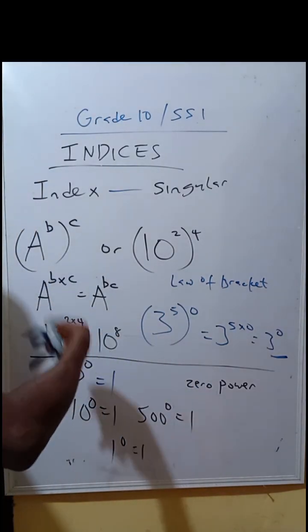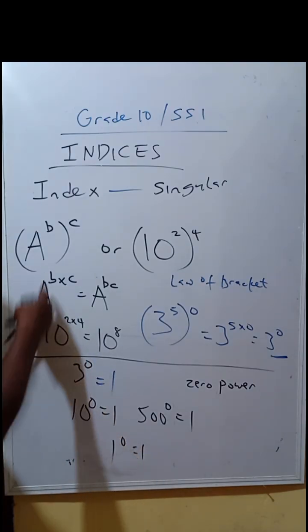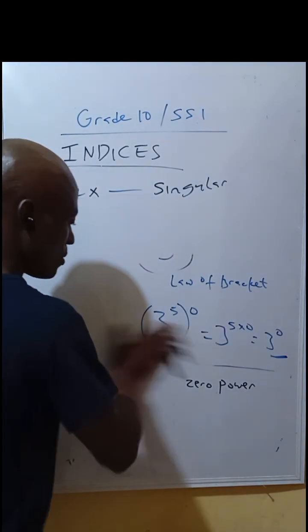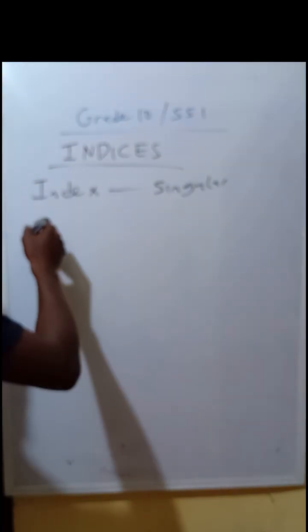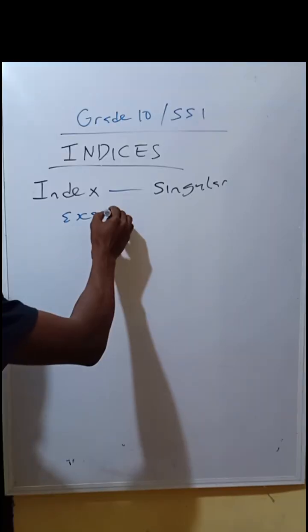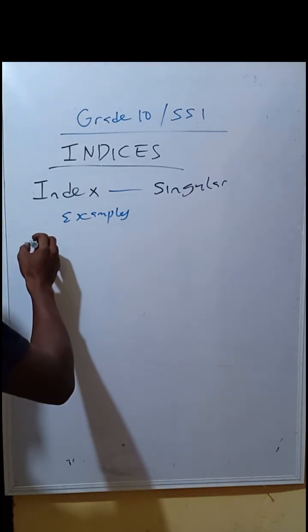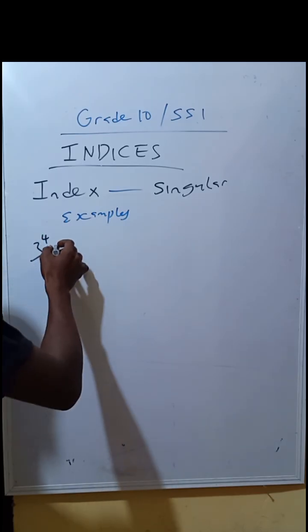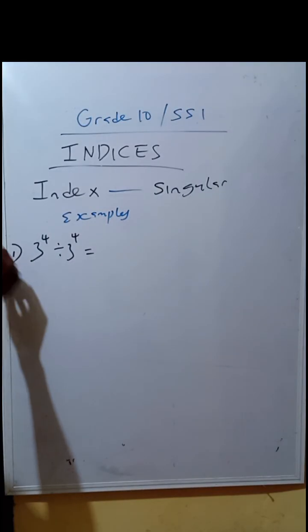We can have problems like that. I'm going to solve examples applying the 4 laws we've learned today. So you can write this down. How do we apply them? Let's say you have this. Examples. You might have this: 3 raised to the power 4 divided by 3 raised to the power 4.